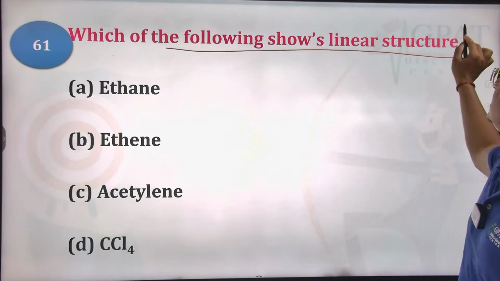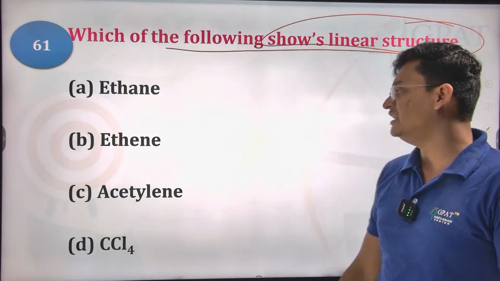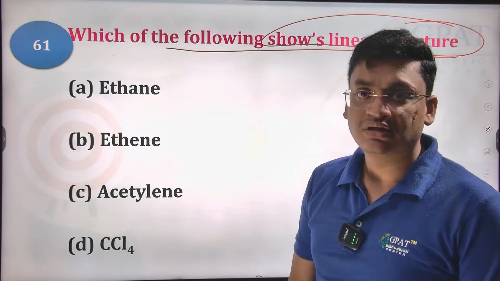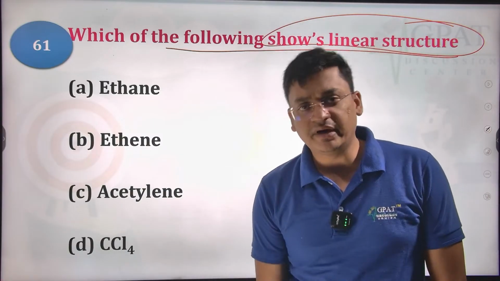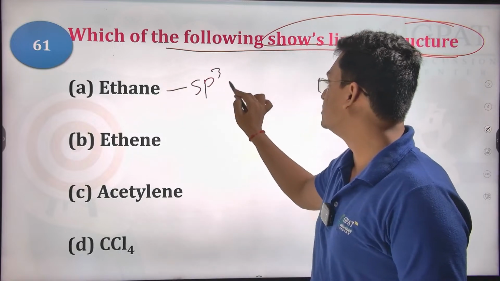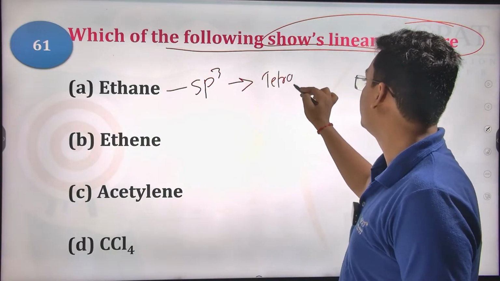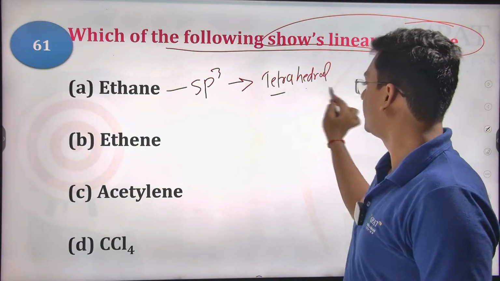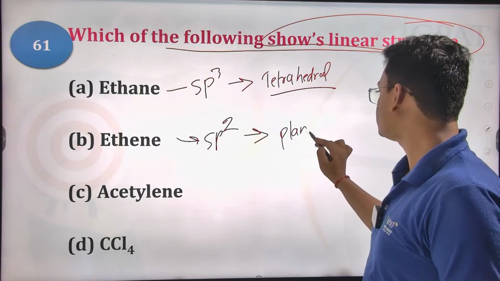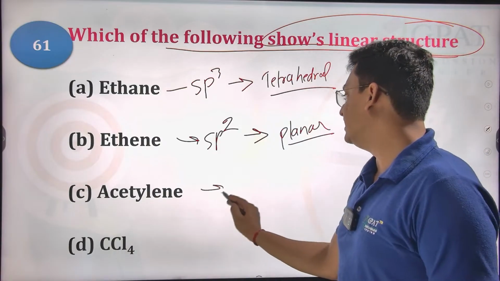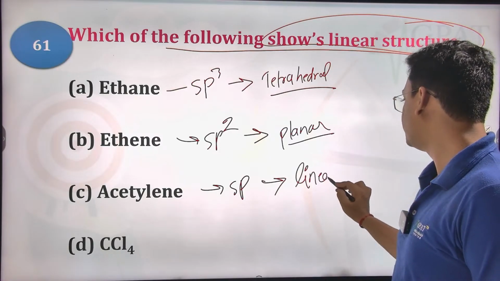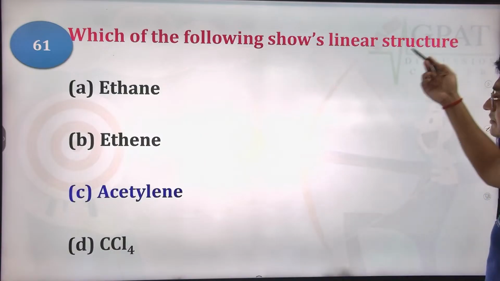Which of the following shows linear structure? Ethane, ethene, acetylene, or CCl4? Linear structure is having sp hybridization. Since sp hybridization has a 180-degree bond angle, the symmetry of this particular structure will be linear. Ethane is having sp3 hybridization, so this structure will be having tetrahedral symmetry. The ethene is having sp2 hybridization, so the symmetry is planar. Acetylene is having sp hybridization, and sp hybridization will be having linear symmetry. So linear symmetry is for acetylene.